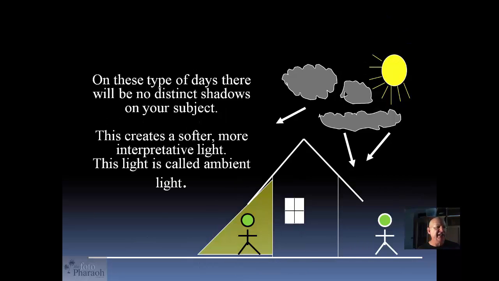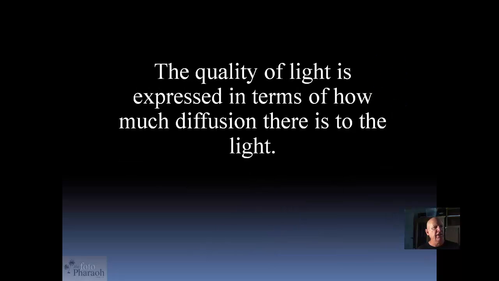So when the fog or the clouds come in, something like that, this is called ambient light, and it is very interpretive light. It gives a different feel to the subject. If you want to shoot your future mother-in-law, shoot them in ambient light. Don't shoot them in direct sunlight. They'll write you out of the will. It's not going to be a good idea.